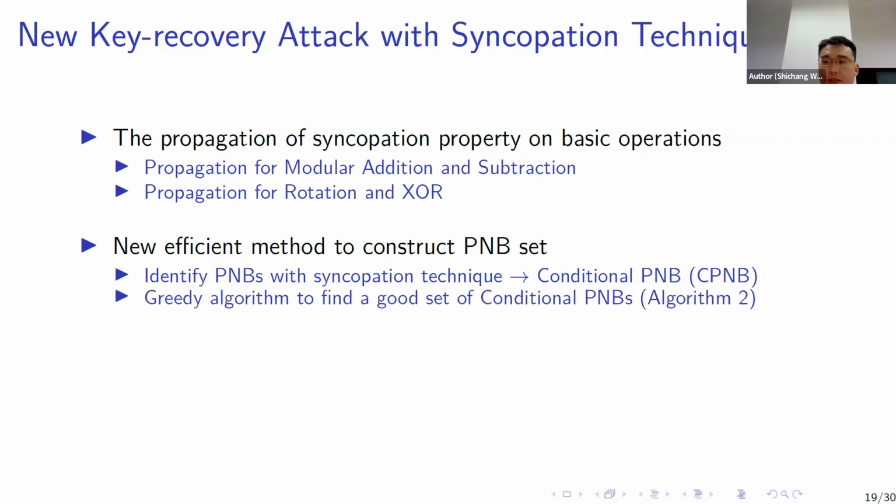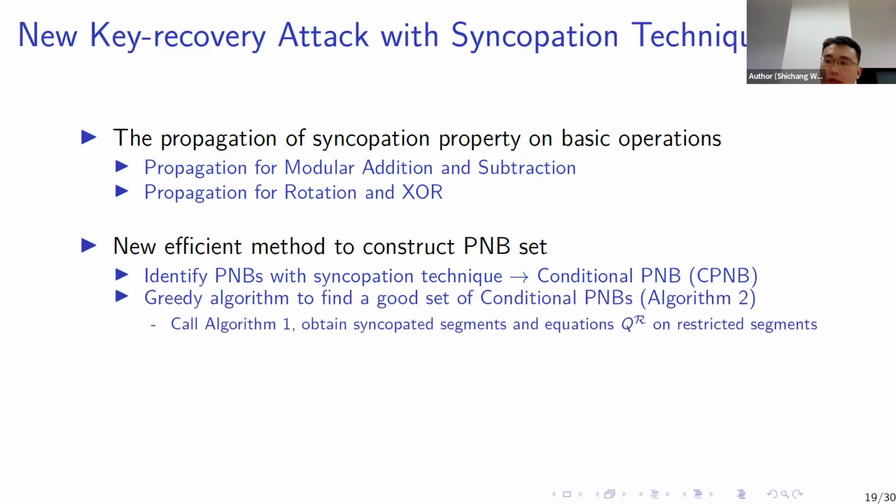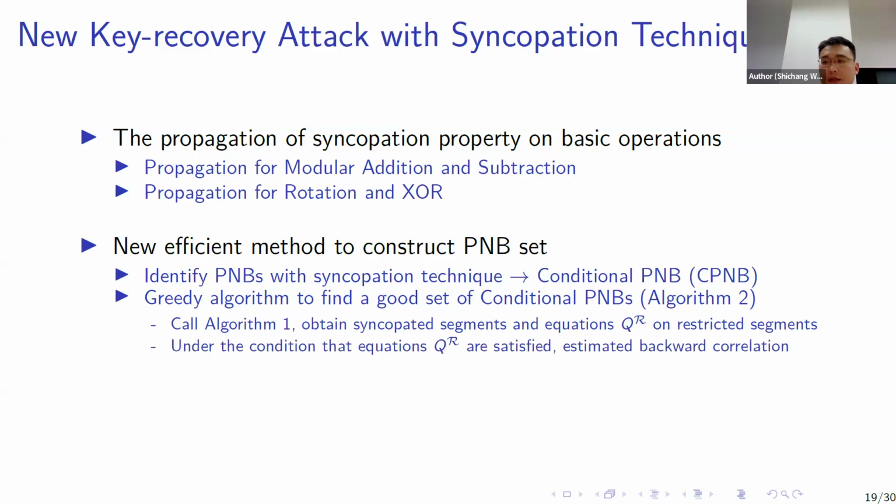CPNB for short. More precisely, by calling algorithm 1 in this paper, we obtain the syncopated segment and equations on restricted segments, and the condition that all equations are satisfied, we estimated the backward correlation in experiments. The set of CPNB is constructed by selecting CPNBs one by one. In each iteration, the key bits with the maximal conditional backward correlation is selected into the set of CPNBs.